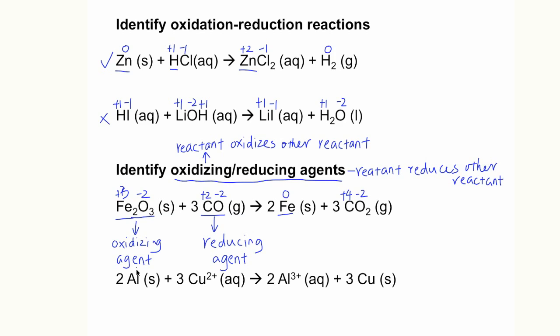So aluminum's oxidation state is 0. The copper 2 plus oxidation state is positive 2 because it's just a simple ion. Aluminum 3 plus oxidation state is positive 3. Copper metal is a free element, so its oxidation state is 0. Now, since aluminum is oxidized, copper 2 plus has to be the oxidizing agent.